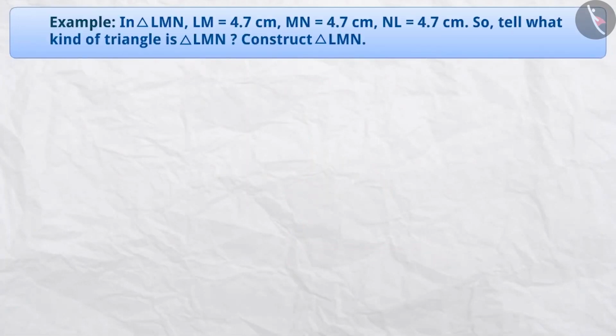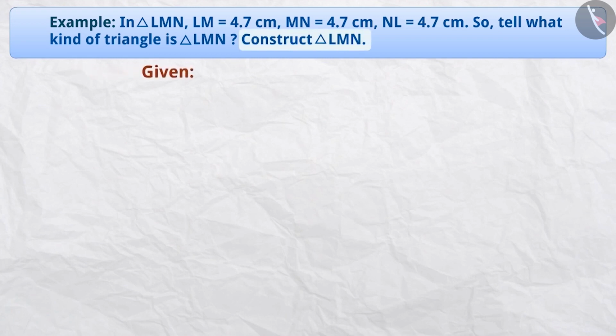Next example. In triangle LMN, LM is equal to 4.7 cm, MN is equal to 4.7 cm, NL is equal to 4.7 cm. So, can you tell what kind of triangle is triangle LMN? Construct triangle LMN. Here we have to construct triangle LMN.